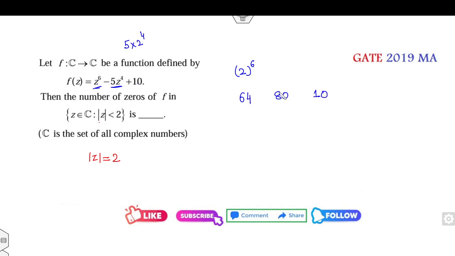Can you find the maximum value? Maximum value is my second term, and you can see the sum of the rest of the terms is less than that. So this is my f, corresponding to minus 5 z raised to power 4. So what is the degree of this quantity? That is 4, the right answer of the problem.